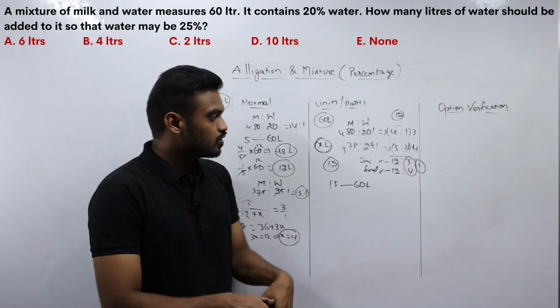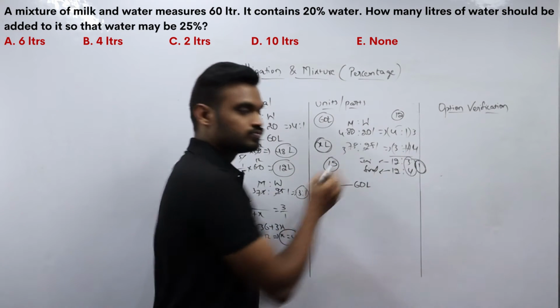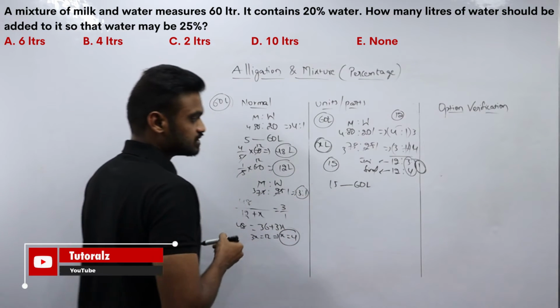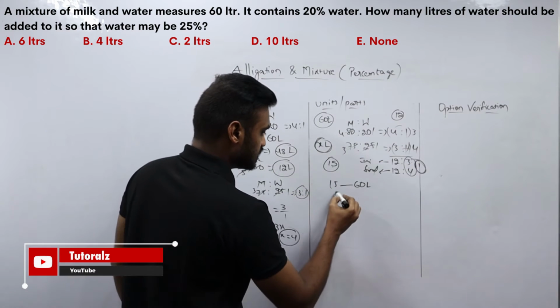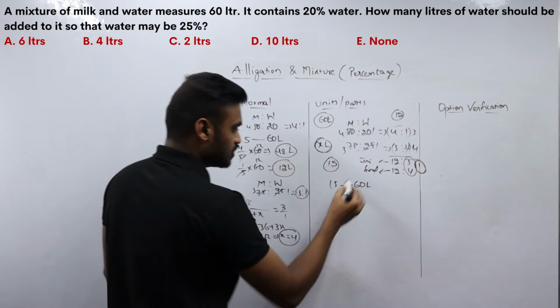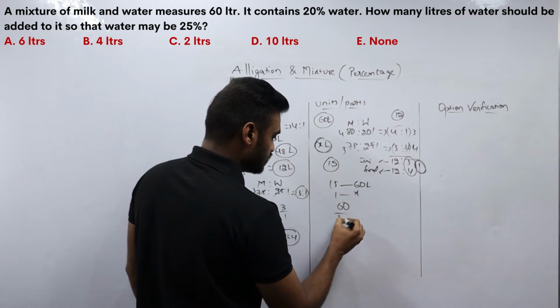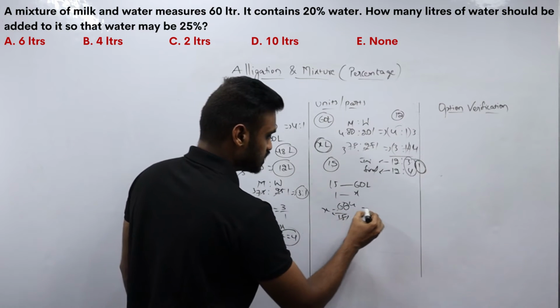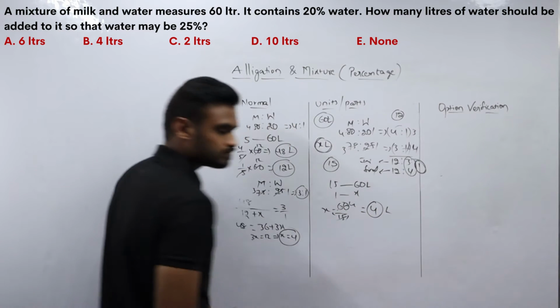Now we need to find out what this one part value is. We already know the 15 parts value, that is 15 parts is 60 liters. Now what is the value of one part? That is, one part is equal to x liters. So if I cross multiply this, I will get x equal to 1 into 60 by 15, that is 15 ones are 15, 15 fours are 60, that is 4 liters of water.